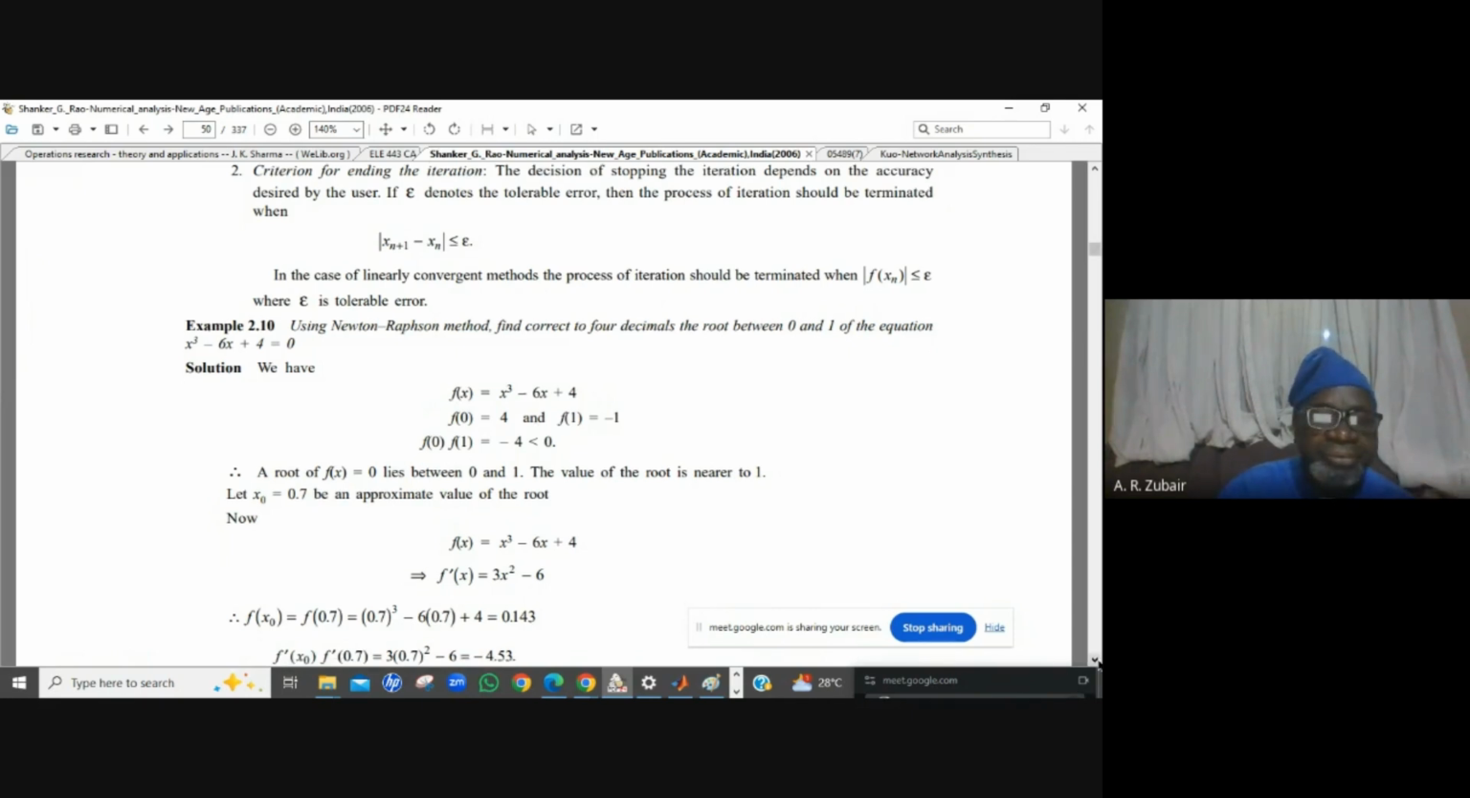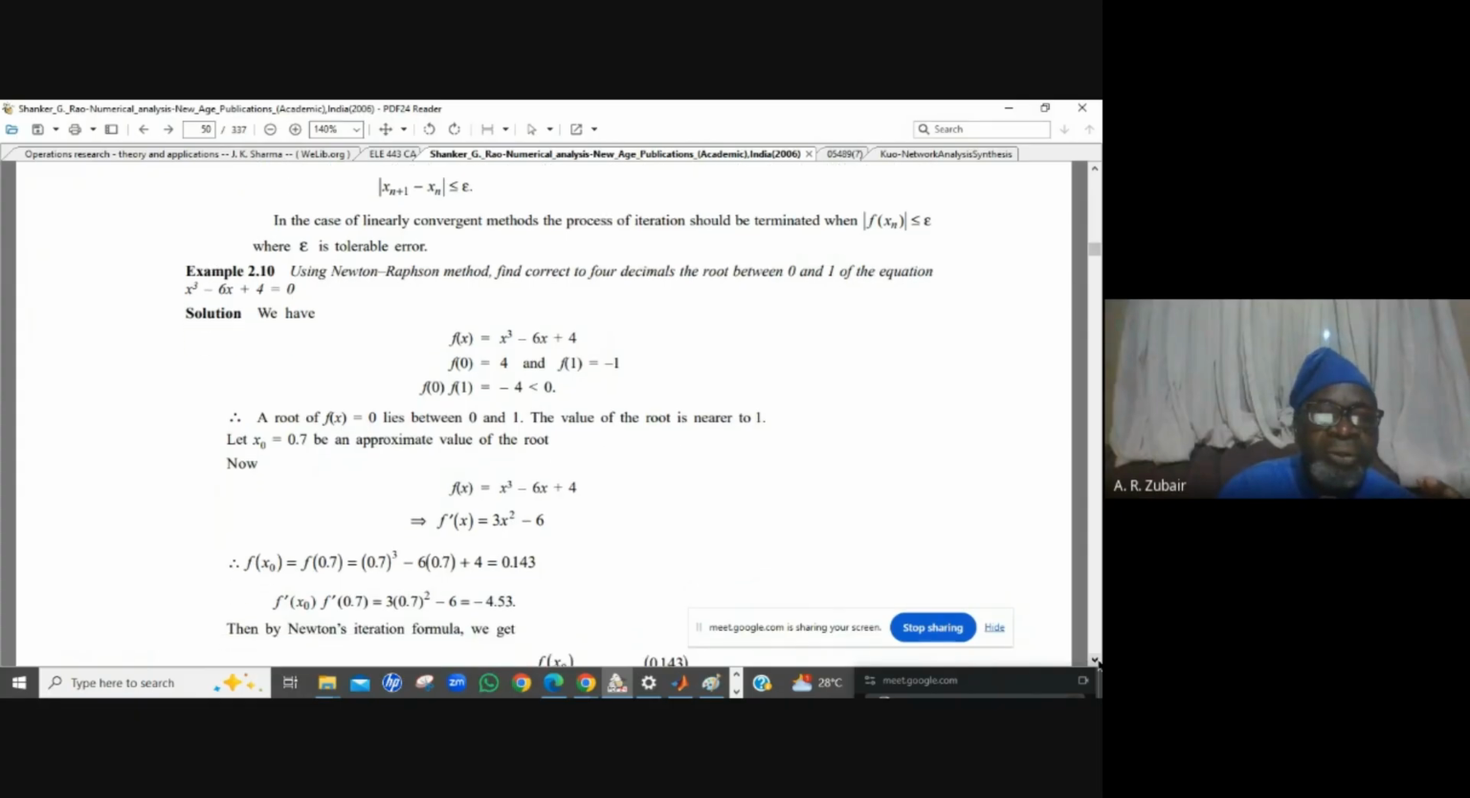Now, please let each group redo this example 2.10, change x naught to whatever you like. Let it not be 0.7. So that's a group assignment. Let's join it with the one that you are doing currently.